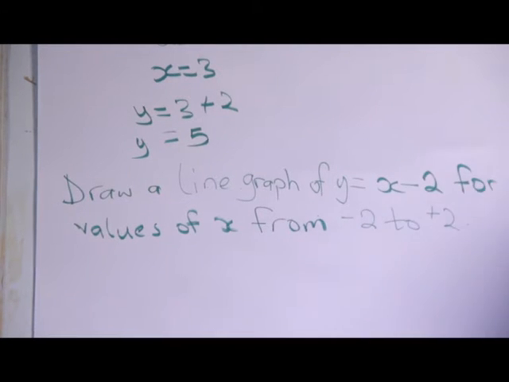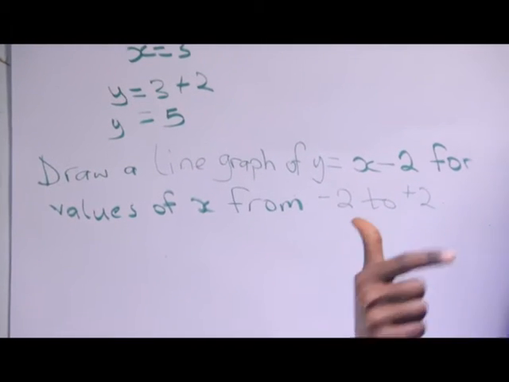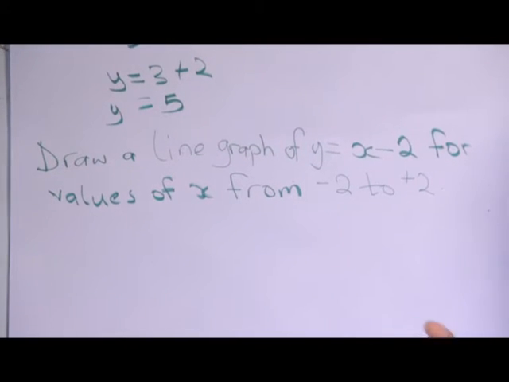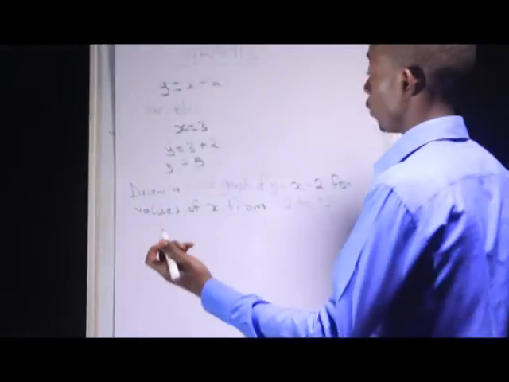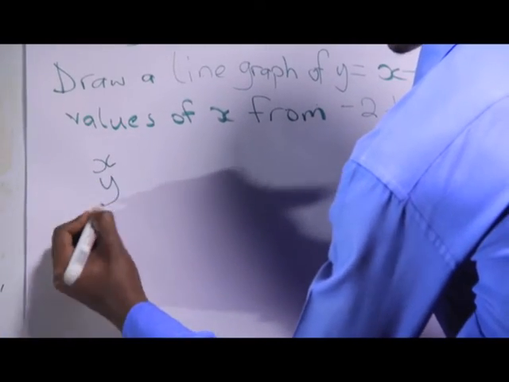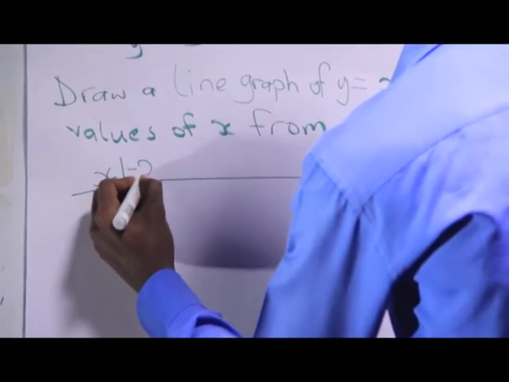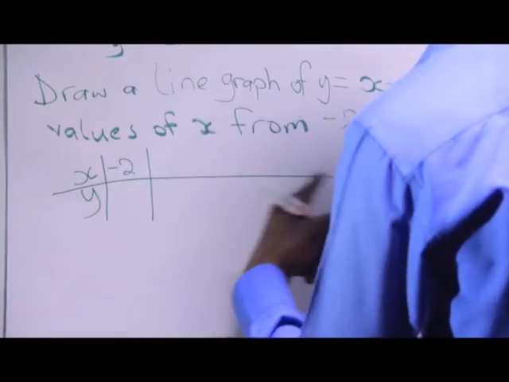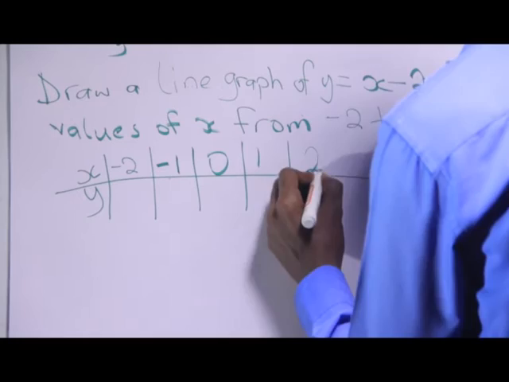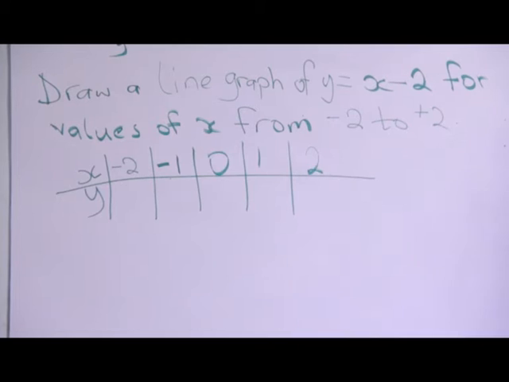Now in this case, what I'm going to do is I start by drawing a table, and I insert in the x values ranging from -2 to +2. I use this equation which I have here, my y is equal to x minus 2, to get the y values. So step 1, I draw the table. So my table has the x and the y values. Now my x values start from -2. From -2, I go to -1, I go to 0, I go to 1, and I stop at +2. Because they're telling me ranging from -2 up to +2. So I have my x values.